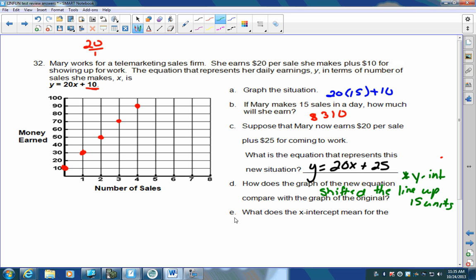Now, he says, what does the y-intercept mean, for the y-intercept is in the negatives. It doesn't have anything to do with this problem, so just cross that out. They shouldn't have put that on there.